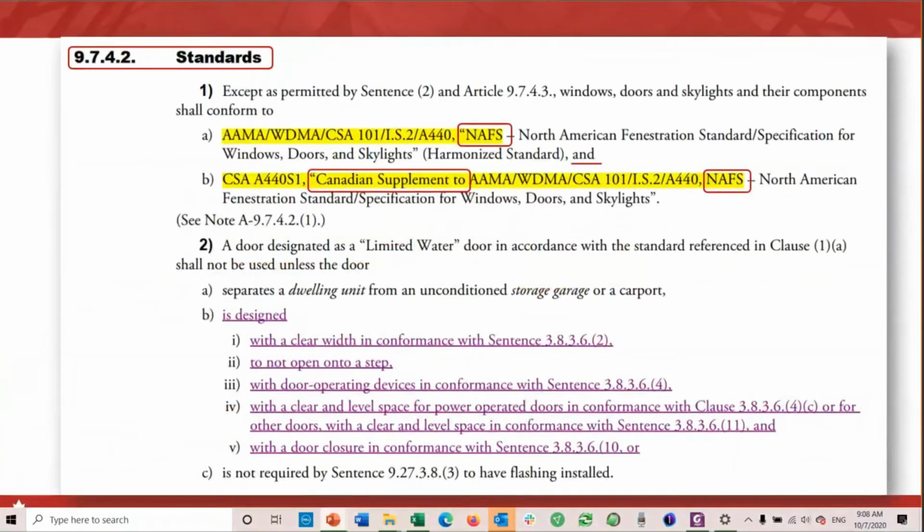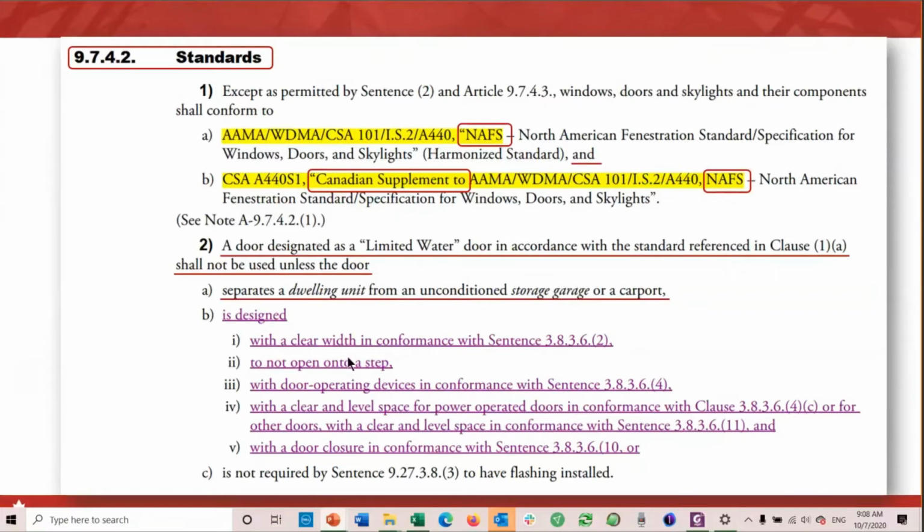If we look a little bit further down the page from standards, the code tells us a little bit about the limits on limited water doors. Limited water doors are doors that have less water penetration resistance than they would require for their performance grade. So because they have limited water penetration resistance, the code puts some limits around where limited water doors can be used. For example, a door that separates a dwelling unit from an unconditioned storage garage or a carport. So if the door is protected from rain, it doesn't need to have that full water penetration rating.